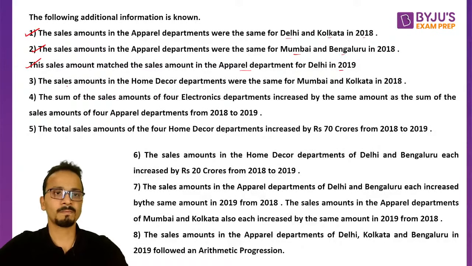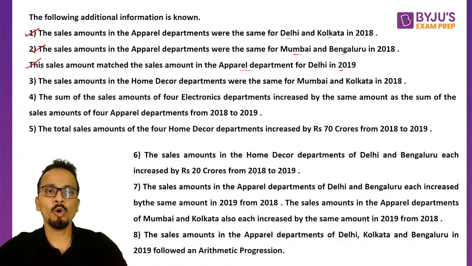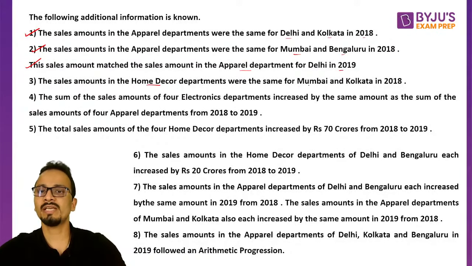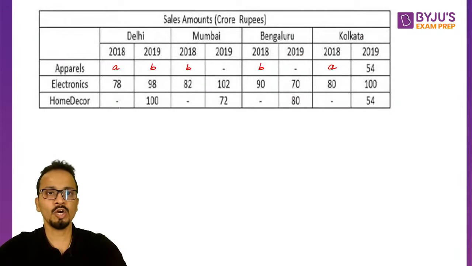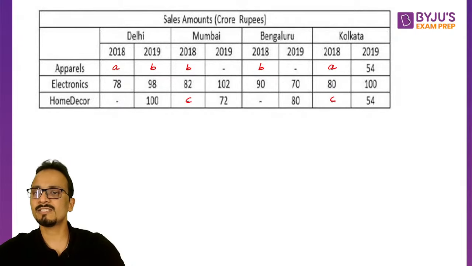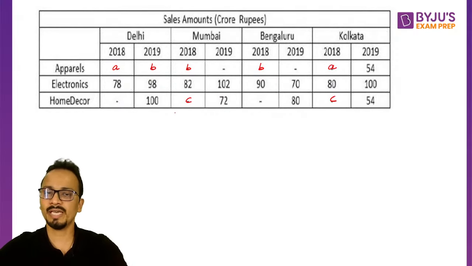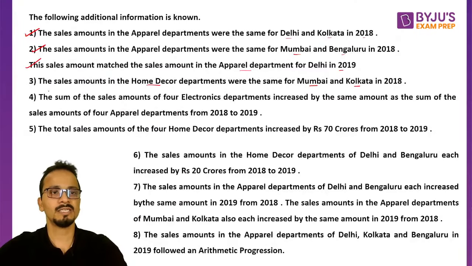Third statement, the sales amounts in the home decor were same for Mumbai and Kolkata 2018. So home decor, Mumbai, Kolkata 2018. I'll write C and C in this case. Okay, clear? So this statement is also over.